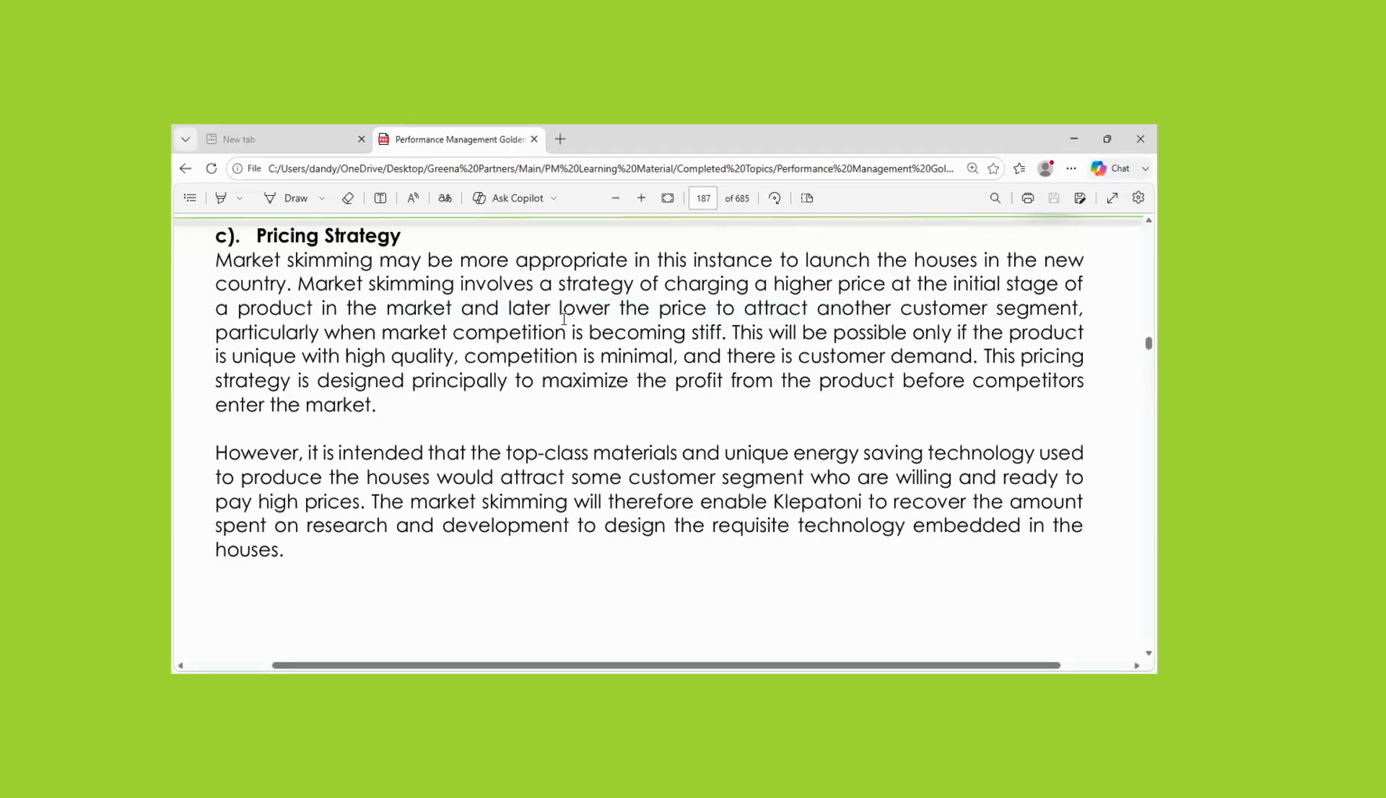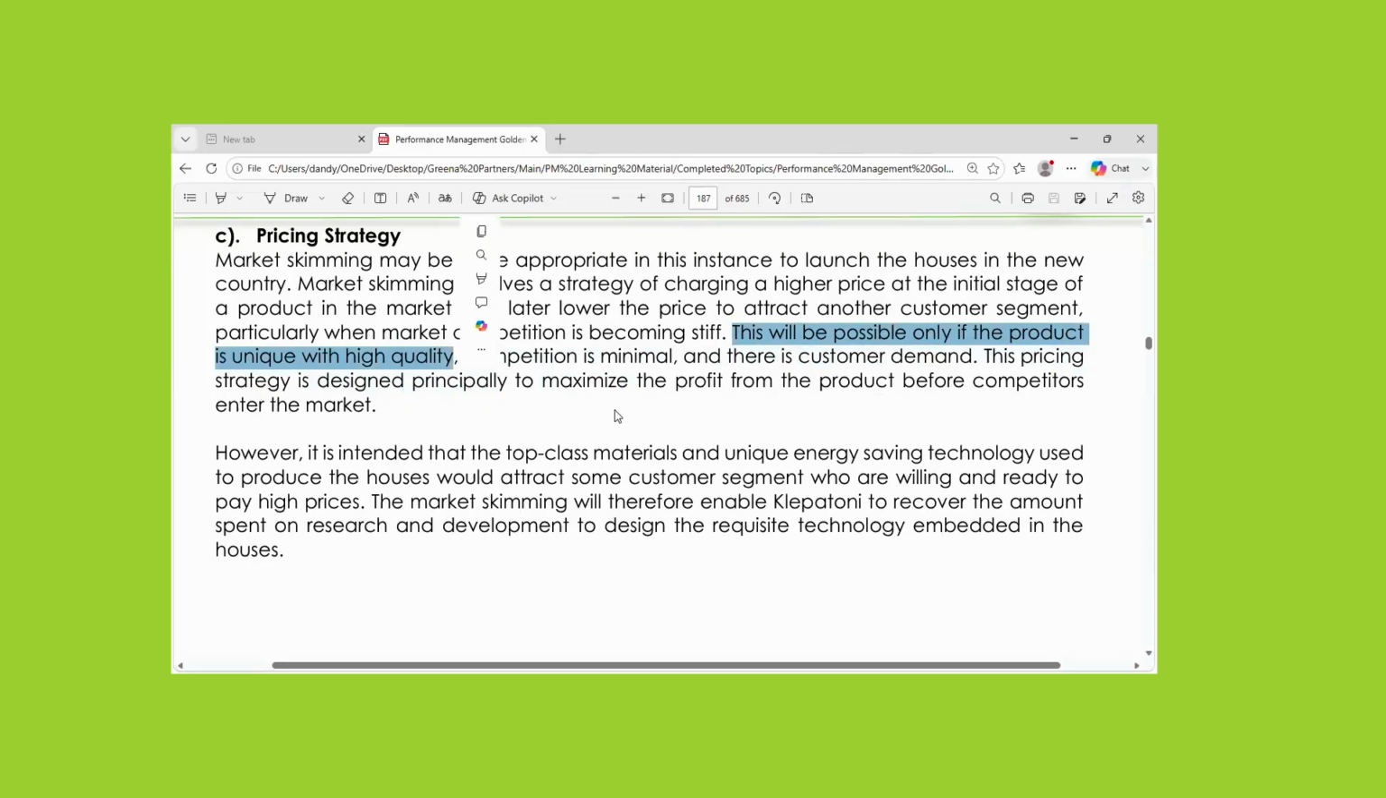So when they entered the Nigerian market, they were charging a higher price because they were very few. In fact, MTN was the only one in the market, and that's why customers were willing to buy irrespective of the price, because there was no competitor. This is possible only if the product is unique with high quality.